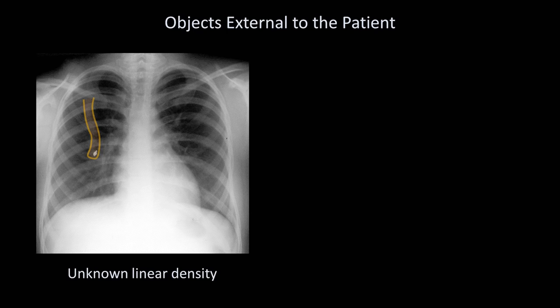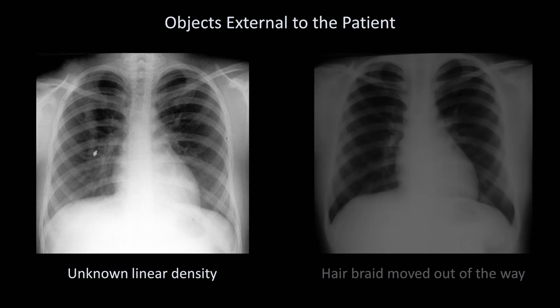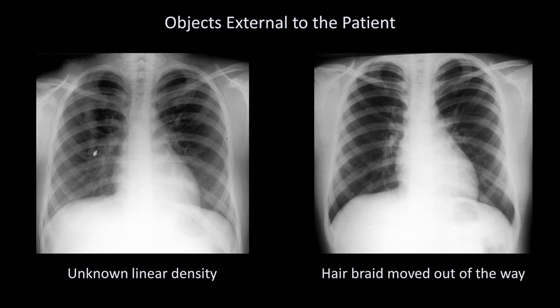What is this? Luckily, the radiology technologist noticed it and realized that it corresponded to the patient's hair braid. The braid was then moved out of the way, the x-ray retaken, and the linear shadow has disappeared. The bottom line: whenever there is a shadow on the x-ray that doesn't make sense, especially if it doesn't respect normal anatomic boundaries, consider whether the shadow could represent an extracorporeal object.